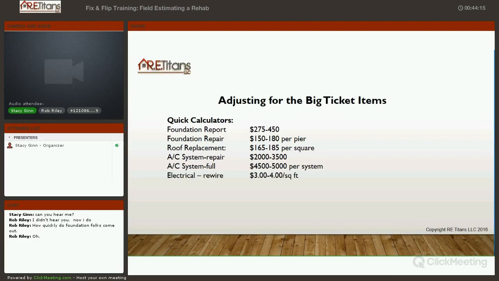Electrical rewiring. Looking at about $3 to $4 a square foot.